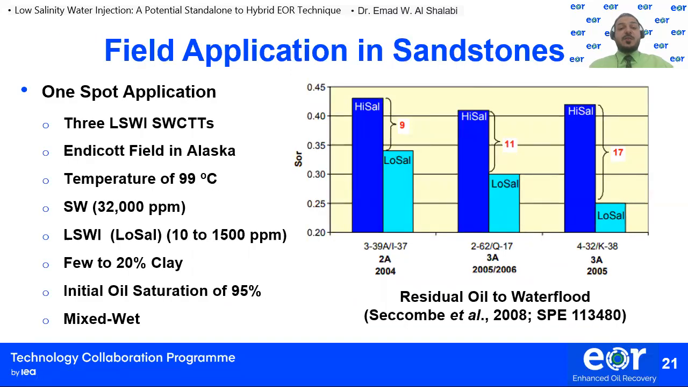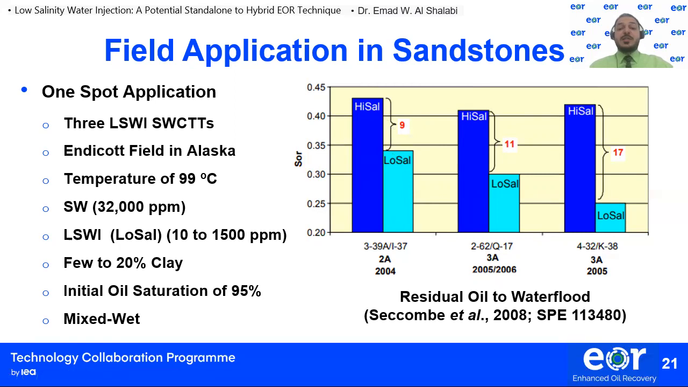As a case study, I took the case of the Endicott field in Alaska, where they started basically with 3 single well chemical tracer tests. And here I'm summarizing some of their observations for those 3 tests. So we can see that for the 3 tests, whenever they injected the high salinity water and then dropped to low salinity water, in this case about 1500 ppm, they saw a pronounced reduction in residual oil saturation. For the first test, that was about 9 saturation units of reduction, the second one about 11, and the third one about 17.